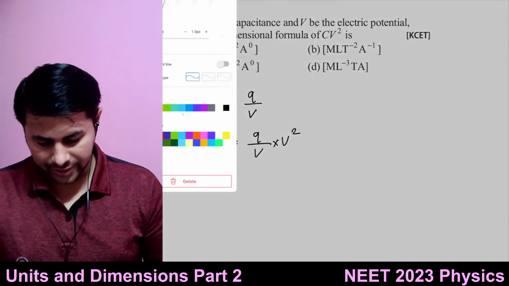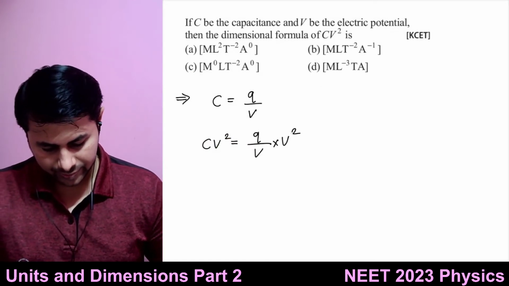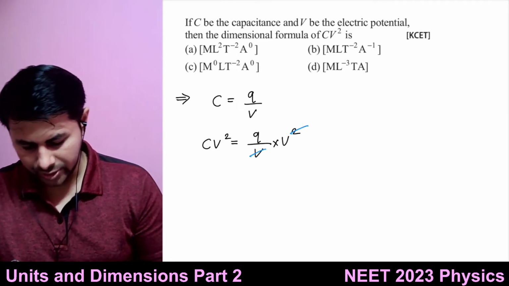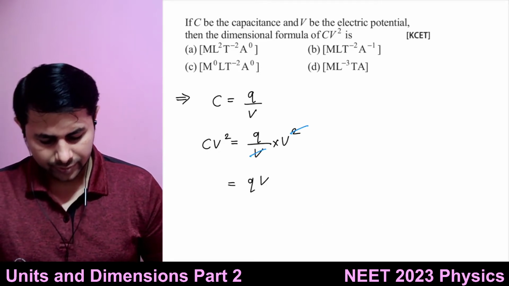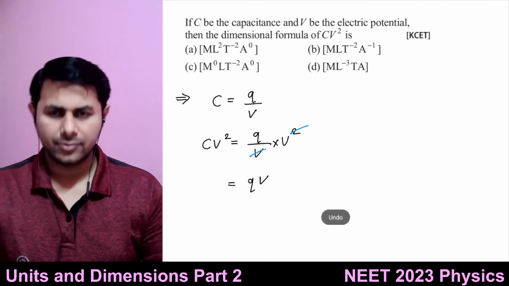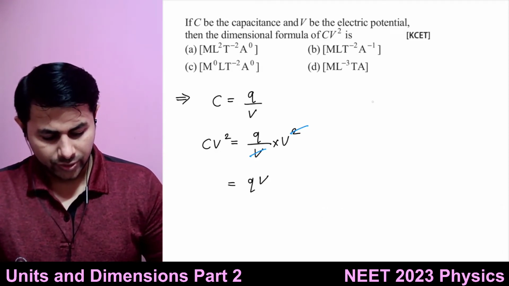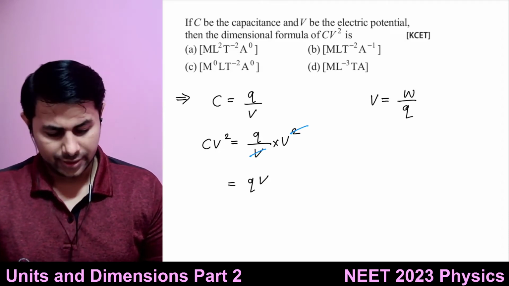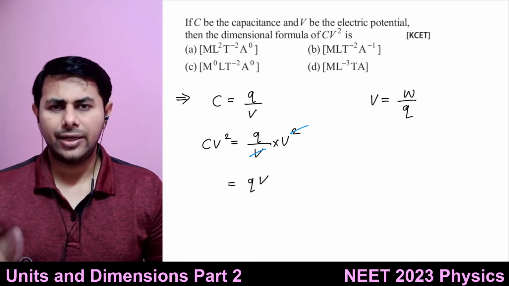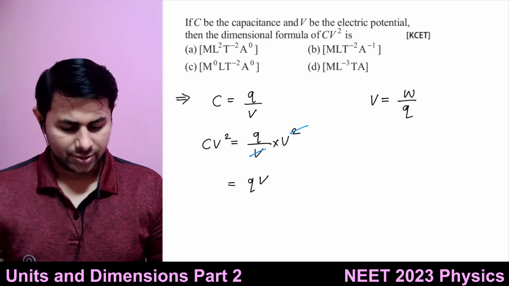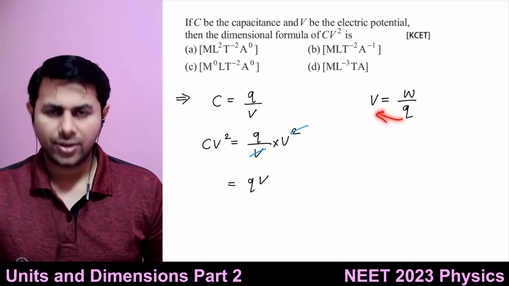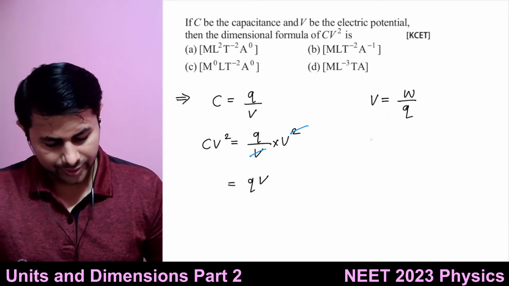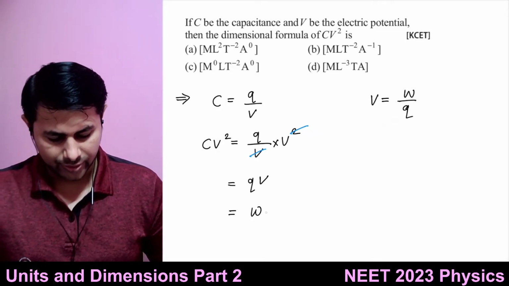So one of the V gets cancelled out, right? And what is Q times V? Do you know what potential difference is? It is work done per unit charge. Potential difference between any two points is work done per unit charge. So you can take this charge on the left hand side, and you get Q times V is equal to W. So this is equal to W, or work or energy.